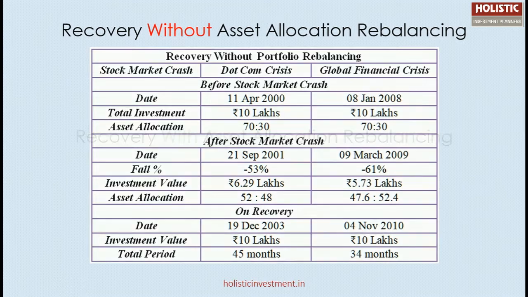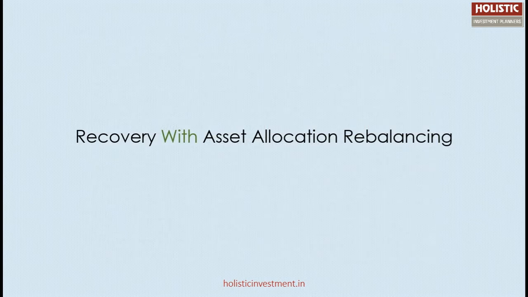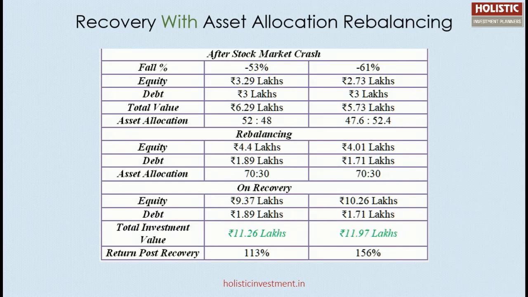Let's see what happens in recovery with asset allocation rebalancing. The image you see on the screen shows the same portfolio but with asset allocation rebalancing after the stock market crash. After the crash, in the dot-com crisis, we have 6.29 lakhs. On rebalancing, the equity exposure is increased to 4.4 lakhs and the debt investment decreased to 1.89 lakhs. On recovery, the equity recovered to 9.37 lakhs and debt to 1.89 lakhs. So, in the same 45 months, the 10 lakh investment has recovered to 11.26 lakhs.